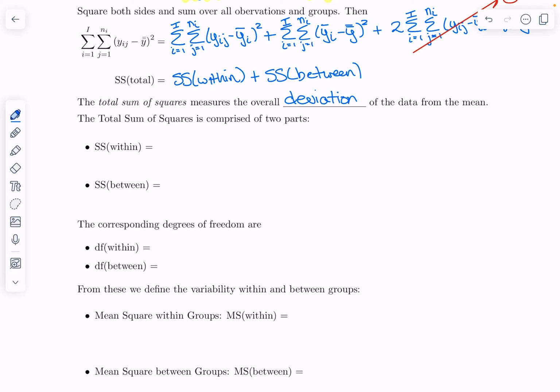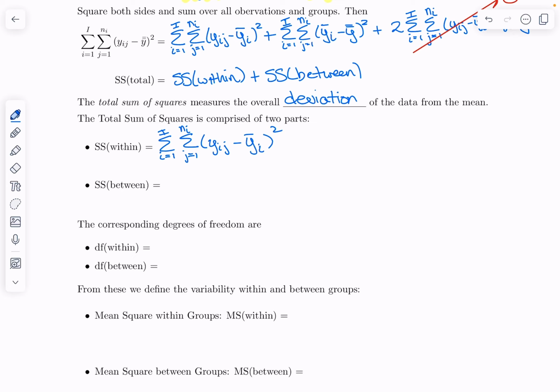The sum of squares within is a sum over all the groups, and then the sum over all the data. And what am I comparing? I'm comparing each individual data point to its own group mean. So that's the deviation of each data point to its group mean, and I'm summing that squared. So that makes a sum of squares within.